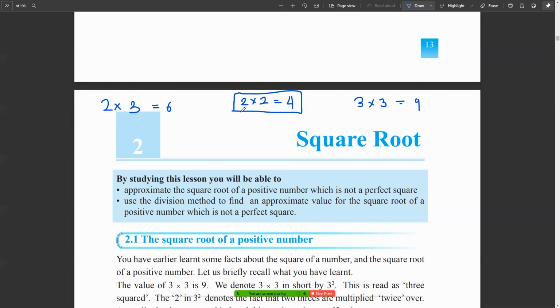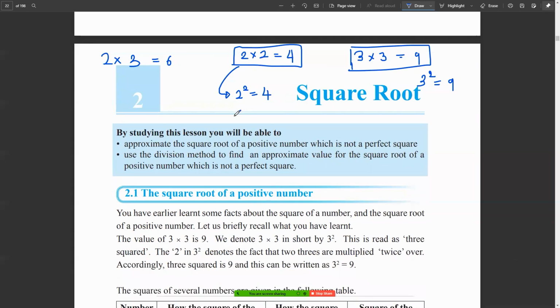This calculation we can write in a special format. If we use this, 2 to the power 2 is equals 4. 3 to the power 2 is equals 9. In the opposite way, we can write square root of 4 is equals 2. Again, square root of 9 is equals 3.